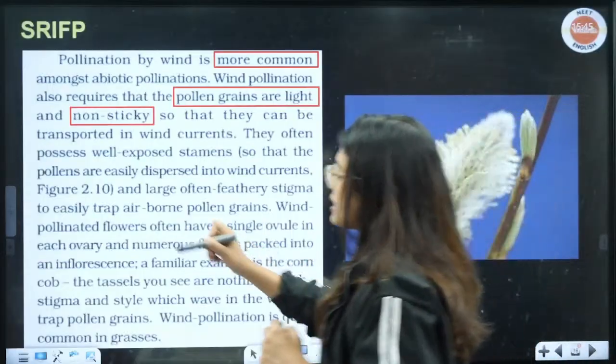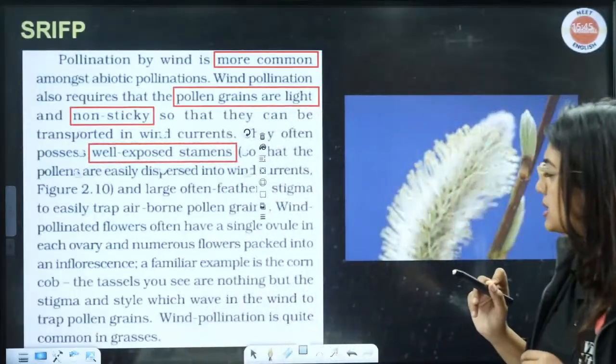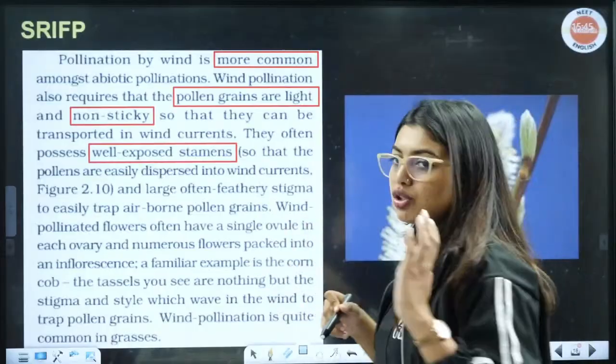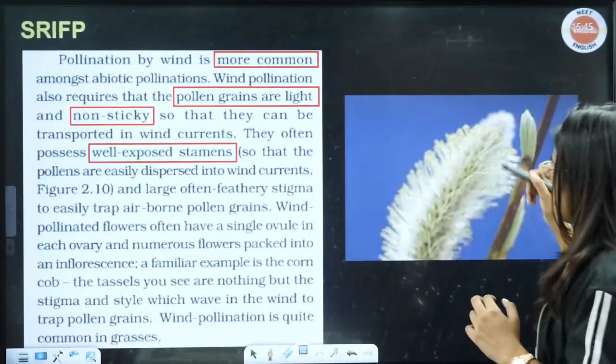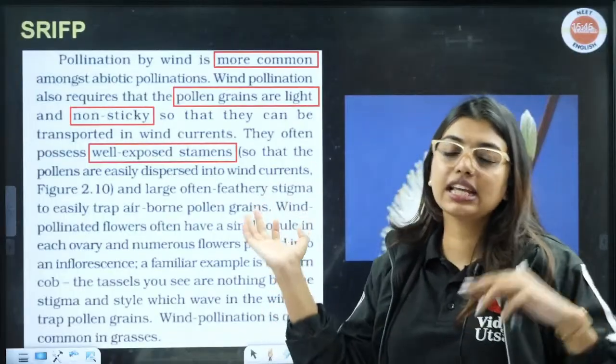They often possess well-exposed stamens. As you can see, well-exposed stamens they are going to have and anthers they are going to have, so that the pollens are easily dispersed into the wind current. So this is your stamens. You can see they are well exposed. Why? So that as the wind flows, the pollen grains can be moved.